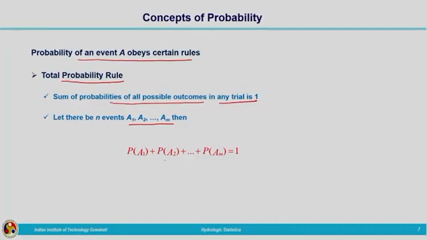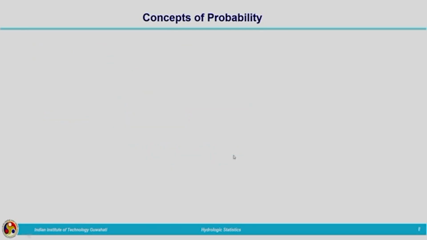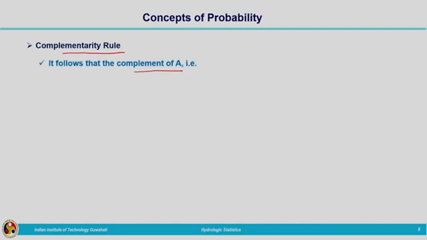PA1 plus PA2 plus PAM is equal to 1. This is the law of total probability. Second rule is complementarity rule. It follows that the complement of an event A we are considering, corresponding to that event there will be a complement.